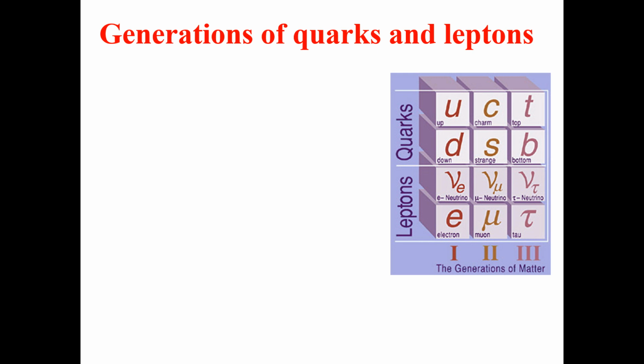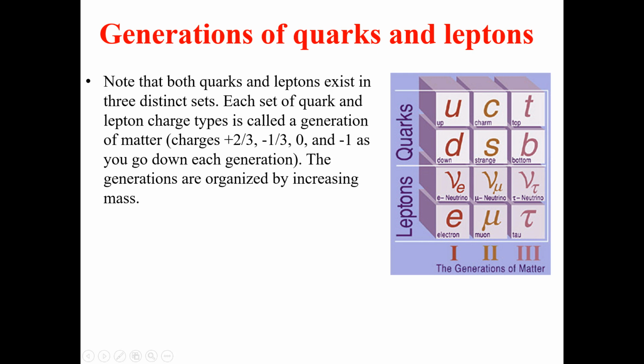Generations of quarks and leptons. Note that both quarks and leptons exist in three distinct sets, just like you can see here. We remember that each set of the quarks and the leptons charge type is called a generation of matter. Just like you can see here, we have first generation, second generation, and third generation. That's why we say that each set of quarks and lepton charge types is called a generation of matter. The charges are classified as plus 2/3, minus 1/3, 0, and minus 1 as you go down each generation.